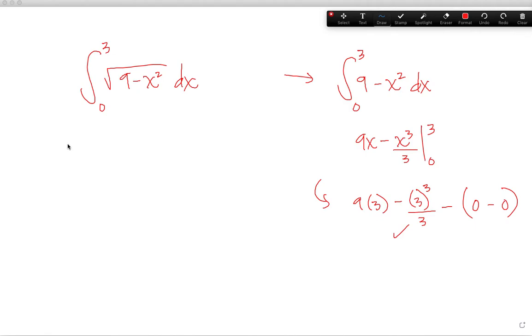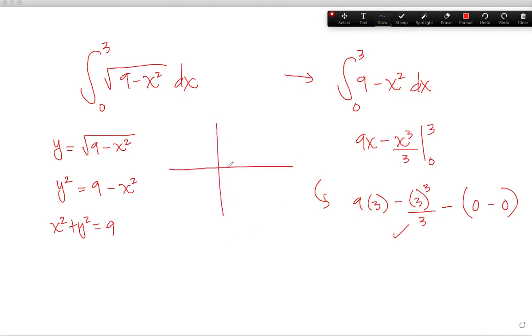It is a circle, because for this function we're really talking about y equals the square root of 9 minus x squared. What we could do is square both sides, so y squared is equal to 9 minus x squared, and then we add the x squared to both sides, and we get x squared plus y squared is equal to 9. Do you recognize that as a circle? Yeah. Talk to me about what kind of circle. A circle with a radius of 3 and origin at 0, 0.